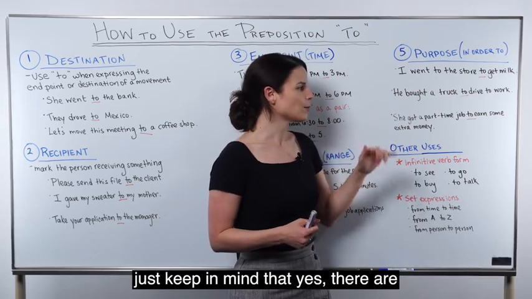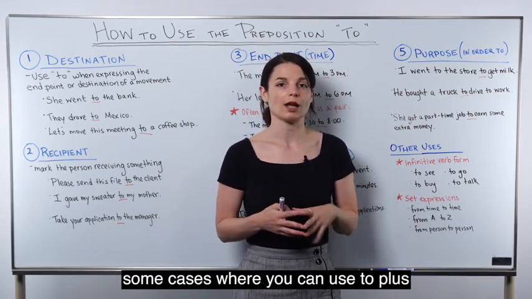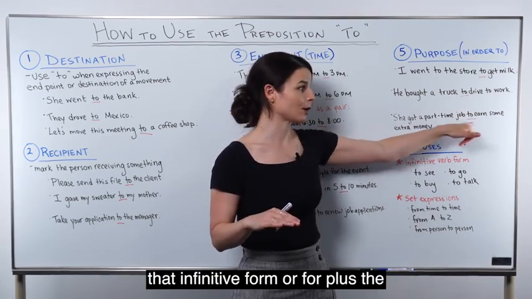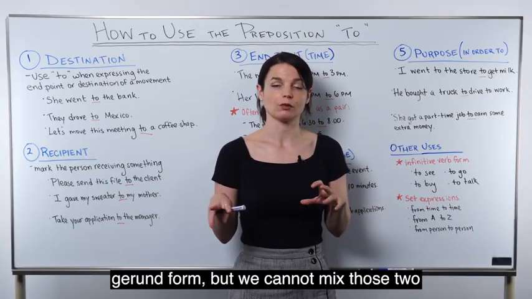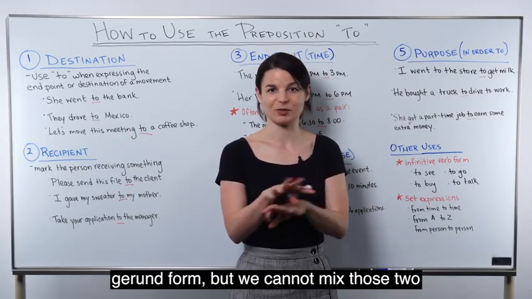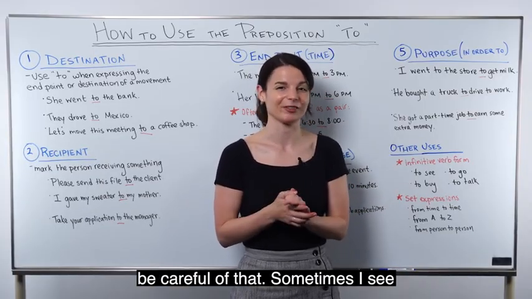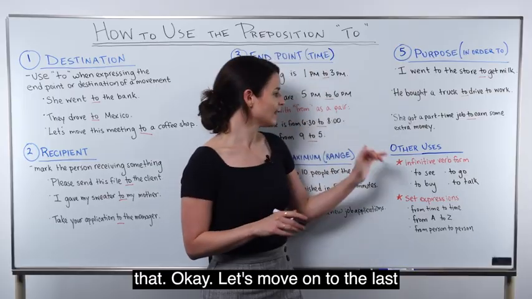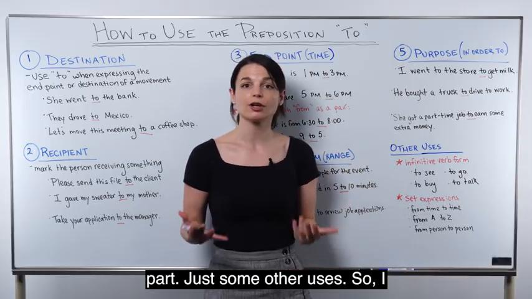Okay, so just keep in mind that yes, there are some cases where you can use to plus that infinitive form, or for plus the gerund form, but we cannot mix those two different grammar patterns. So please be careful of that. Sometimes I see that. Okay, let's move on to the last part, just some other uses.